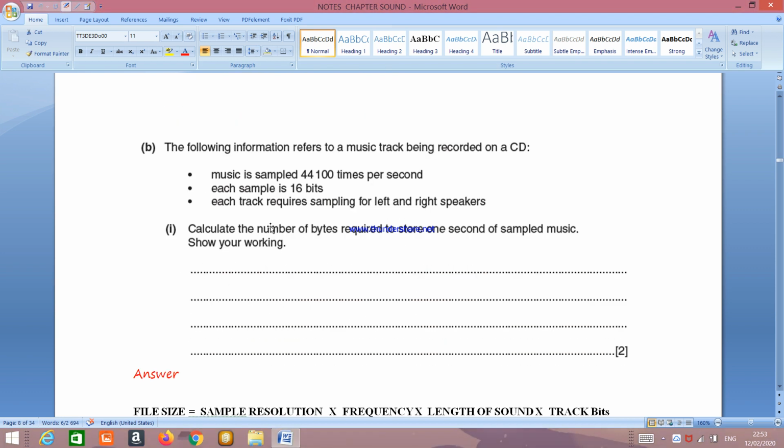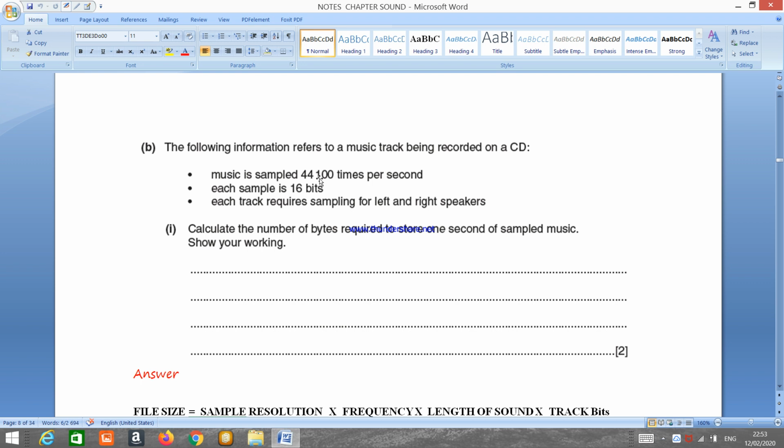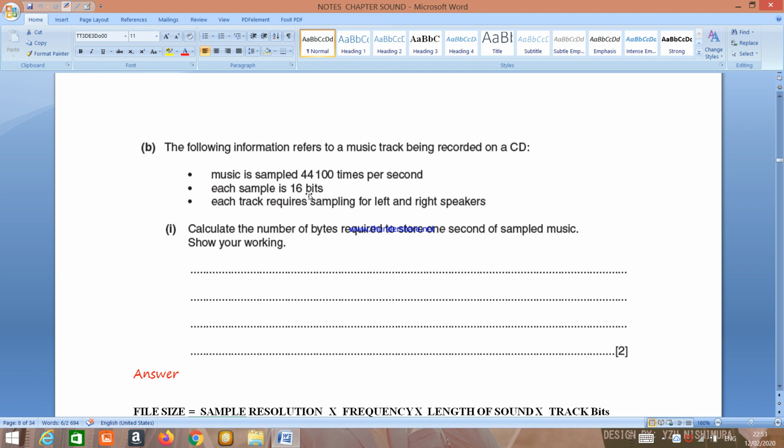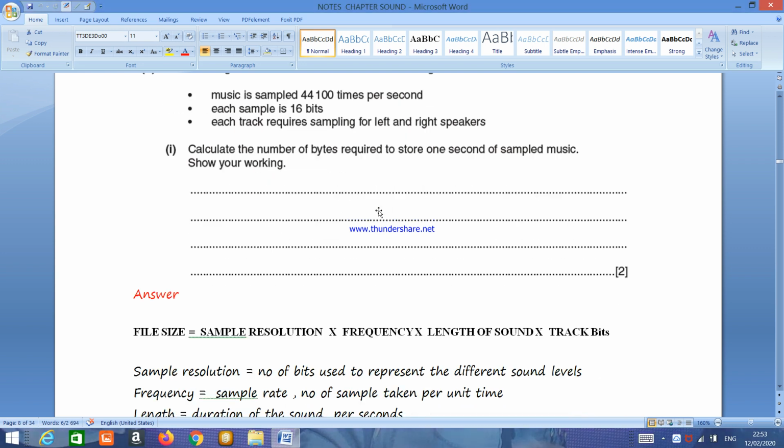Now let's look at this question. Okay, a CD is sampled at 44,100 times. This is the frequency. Each sample is of 16 bits. This is the sample resolution, and each track requires right and left. So there are two tracks, right and left. Calculate the number of bytes, not bits, but bytes, stored. The duration of the sound is 1 second. So you know the time, the duration is 1 second.